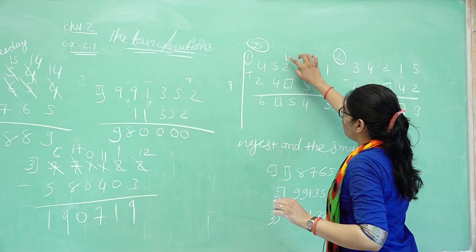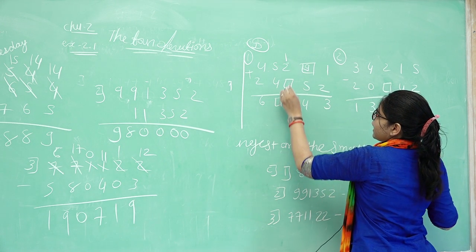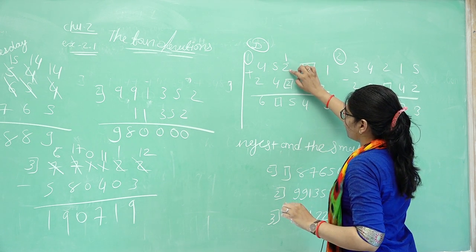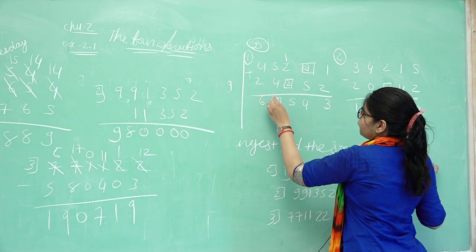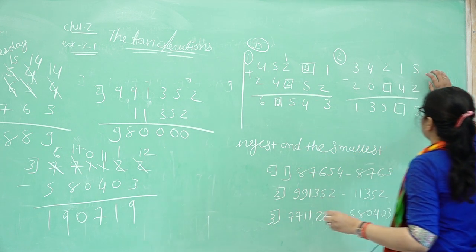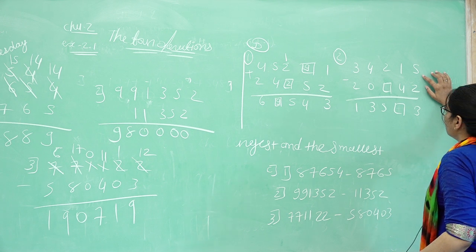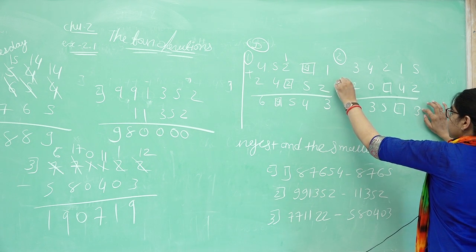1 carry over. 2 plus 1, 3. Here 5 is there. Then here 2. Means 2 to 4 plus 1, 5. Then 5, 4, 9. Okay. Here 5 plus 2 means here remaining number is 3.